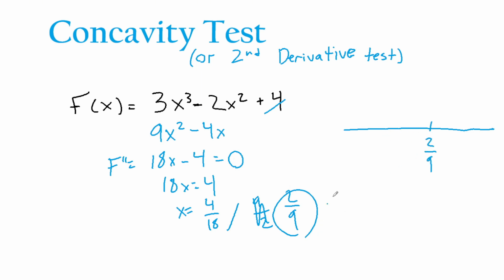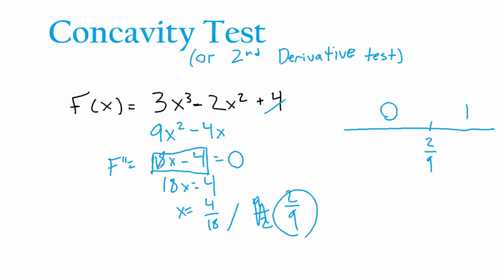And this is kind of an eccentric example, you're probably not going to get any function that ends up with just 2 over 9. It's kind of a weird number, but it doesn't matter. It's unimportant. So now we're going to find a number a little to the right of 2/9 and a little to the left. This is good because we can use 1 and we can use 0. And now we're going to plug each of these numbers back into f double prime, so this equation right here.